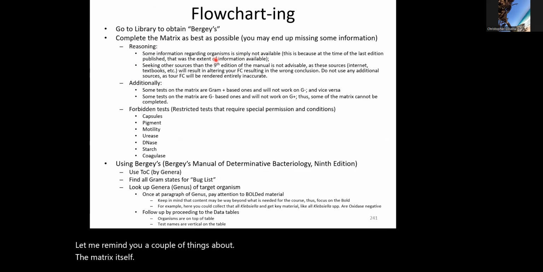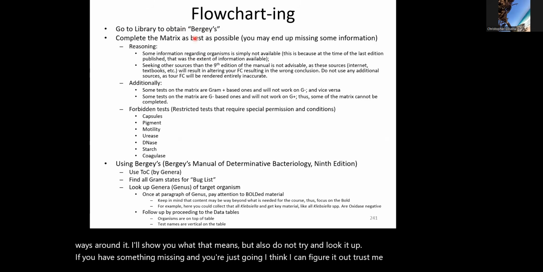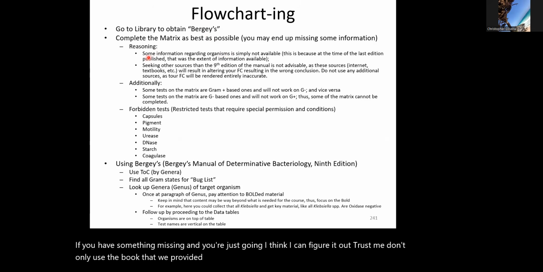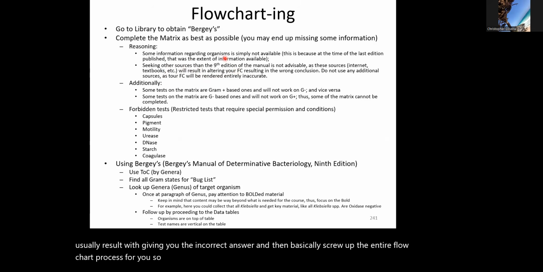Just because you're missing something doesn't mean a reason for panic. Trust me, there's ways around it. I'll show you what that means. But also do not try and look it up. If you have something missing and you're just going, oh, I think I can figure it out, trust me, don't. Only use the book that we provided you. Do not go to any outside source, because that will usually result with giving you the incorrect answer and then basically screw up the entire flowchart process for you. So don't look up any other source. Only use that particular edition, that color, that book, that specific source.